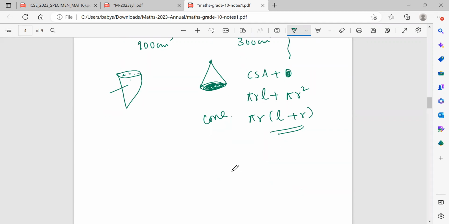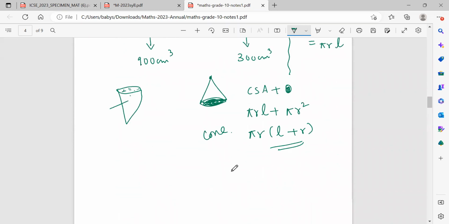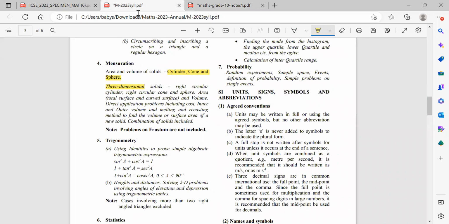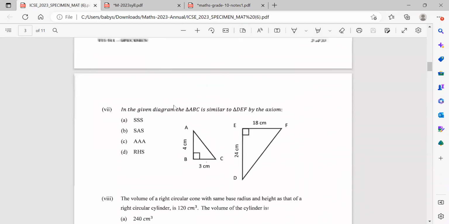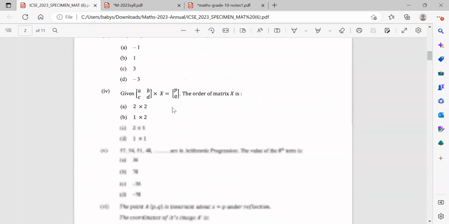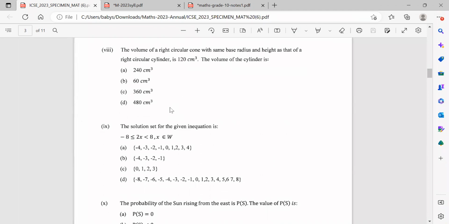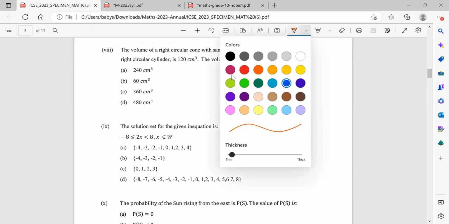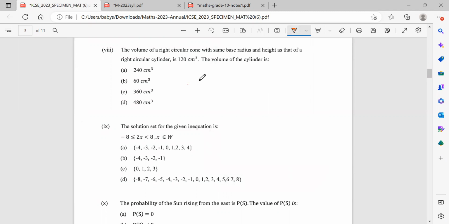So moving on, we are done with cone, CSA, TSA, and volume. There is one question here. I'll just take you to the specimen paper. While I was organizing this material for mensuration, I happened to go through this specimen question paper, which says, the volume of a right circular cone with the same base radius r and same height as that of a right circular cylinder is 120 centimeter cube.